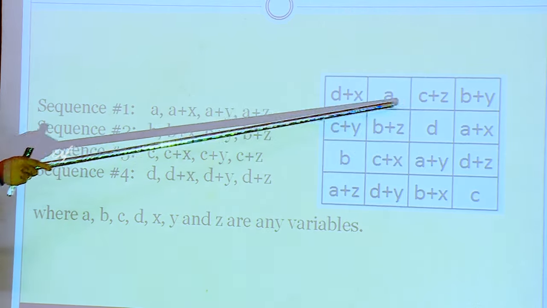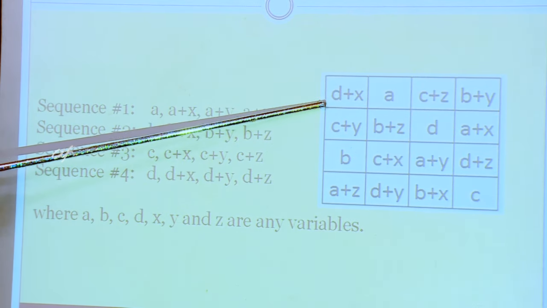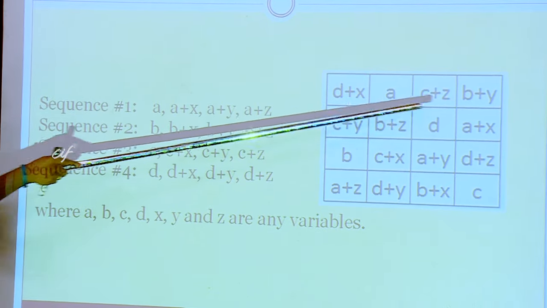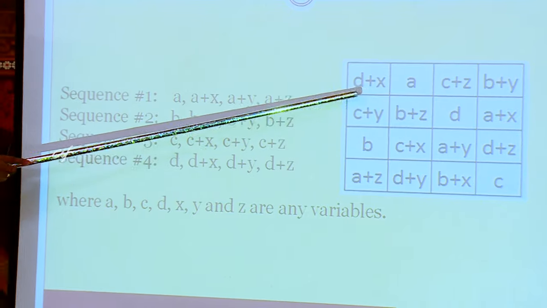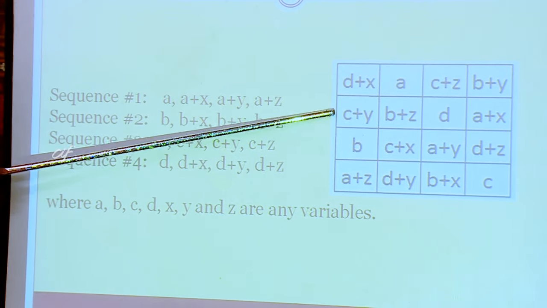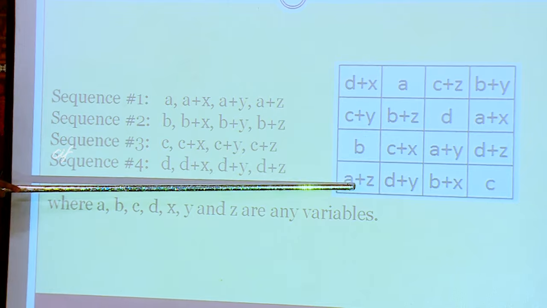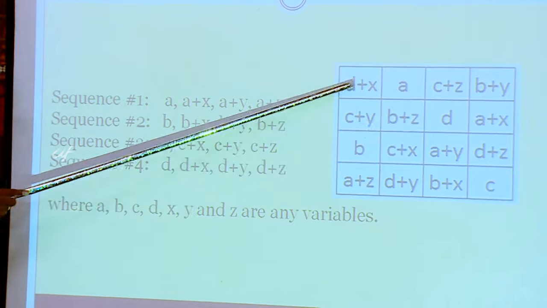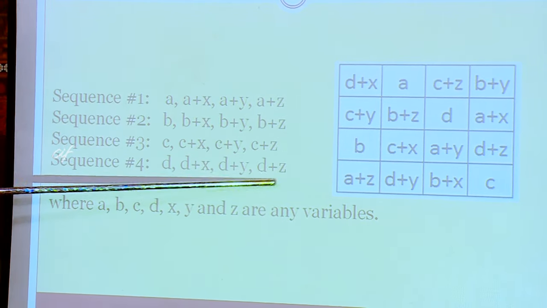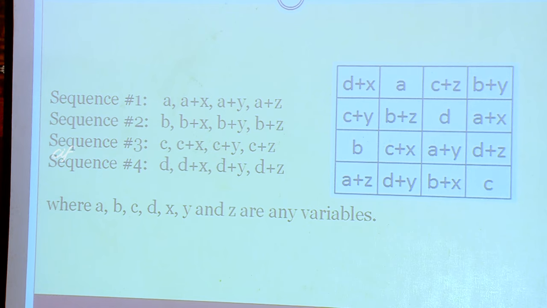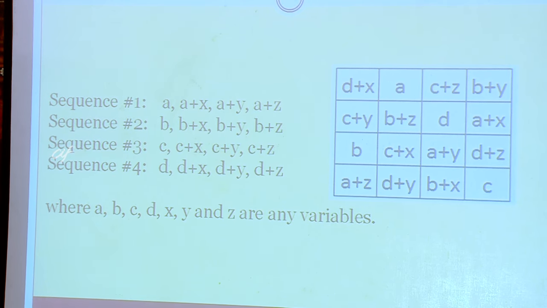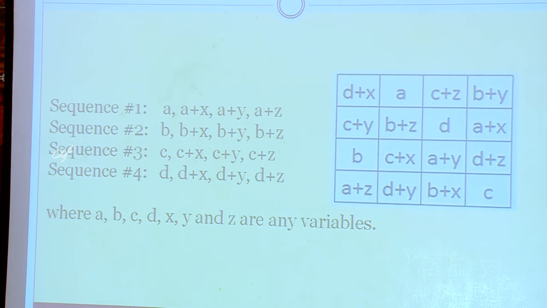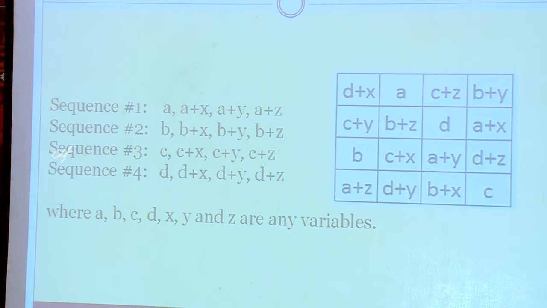So if we add any row or column, what happens here? We get A plus B plus C plus D plus X plus Y plus Z. So we add any row or column or diagonal, we get the same total. Now we can put in any values for A, B, C, D, X, Y, Z, and it will result in a magic square. So this is the logic behind the magic square.